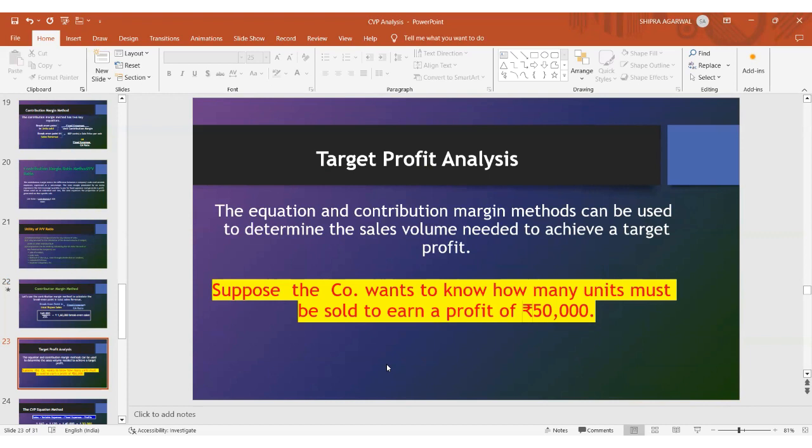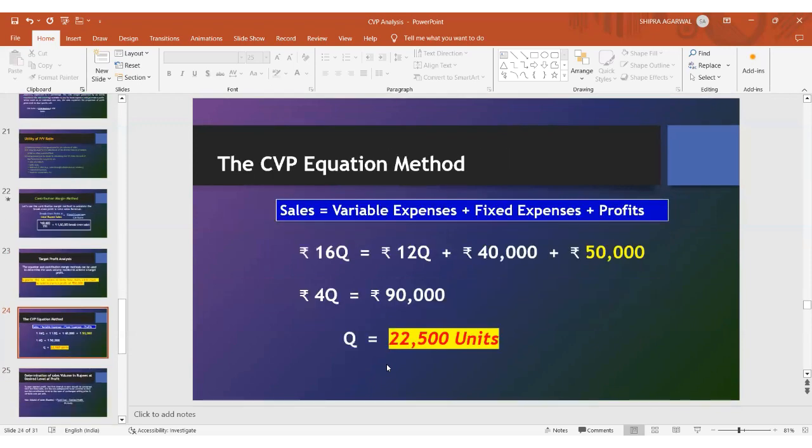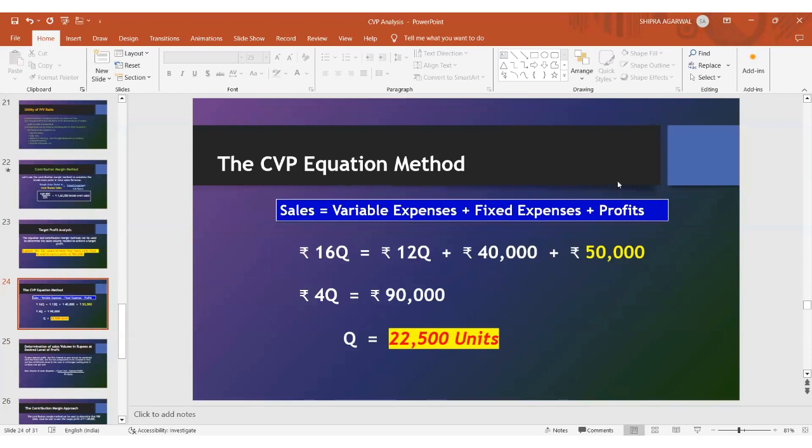That means I want to achieve a particular level of profit. So in that case, what to do? You can just go through the example. Suppose the company wants to know how many units must be sold to earn a profit of 50,000. So this 50,000 becomes my target profit, right? Now, I continue with my same equation, which I initially started with, where my sales were 16Q, variable expenses 12Q, fixed expenses were 40,000. But at that point of time, my profit was zero because I was talking about the break-even point.